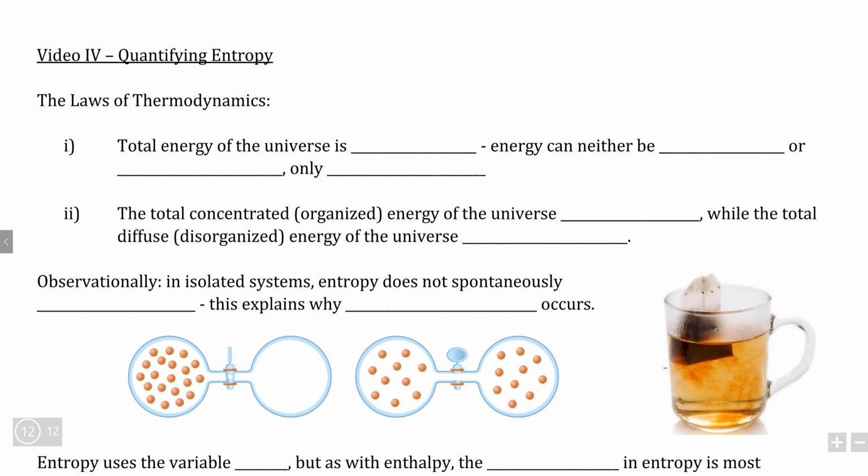Premise number 1 states that the total energy in the universe is constant, meaning that energy cannot be created, nor can it be destroyed. We only have the ability to convert energy between one form and another, and that includes between enthalpy and entropy as well.